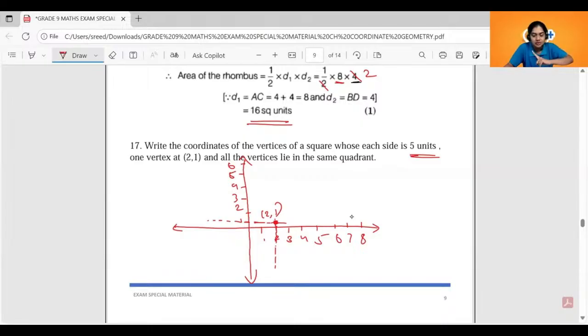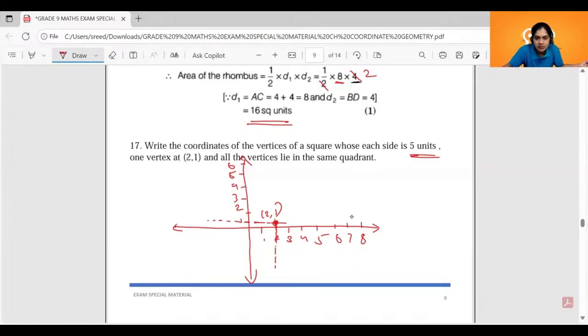So what you can do, from here, you can start drawing the square such that it lies on the first quadrant. There is only that possibility over there, correct? You can't go down, because it will be spreading to all the 4 quadrants. So you have to keep the square in one quadrant.